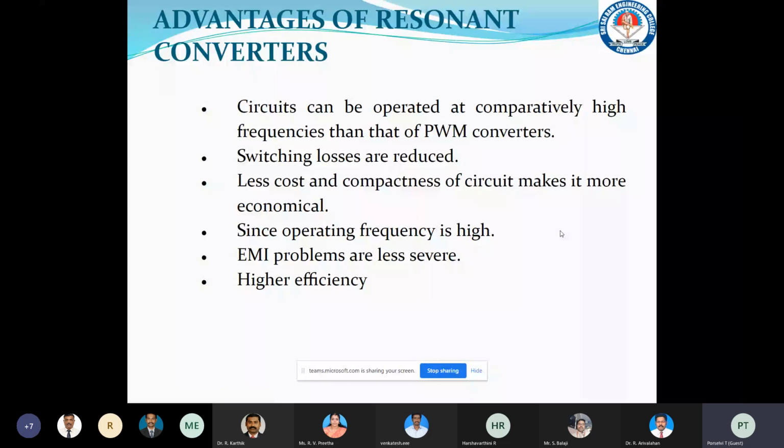So switching losses are reduced, and the cost of the circuit will be less because the L and C components can be designed with smaller values. Since the operating frequency is high, EMI, that is interference problems, can be eliminated. And since switching losses are very much reduced, the efficiency of the converter is very high.